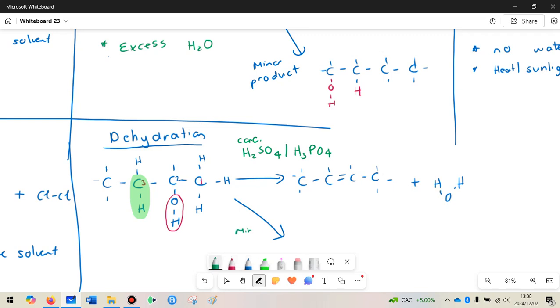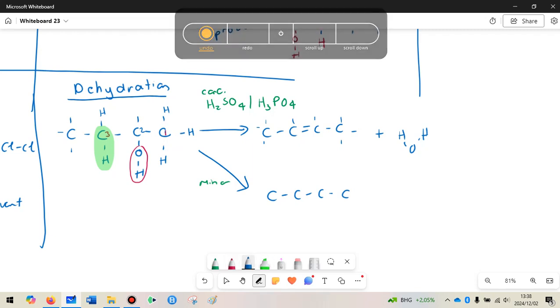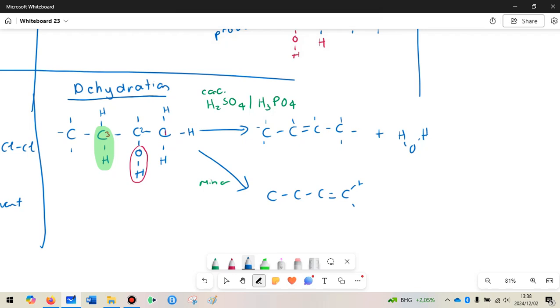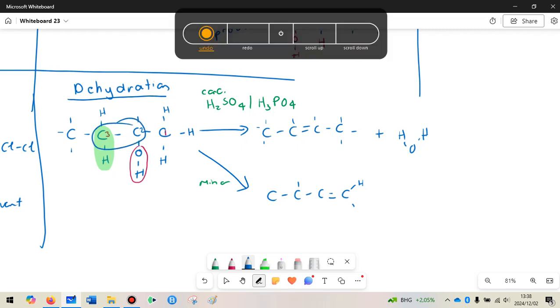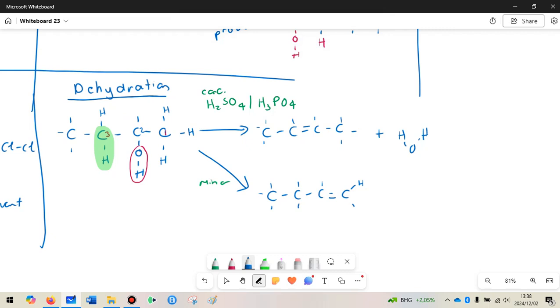Then my minor product is going to do the opposite of that. It's not going to follow the rule, and the hydrogen that is going to be removed is actually going to be removed from the carbon that had the most hydrogens to begin with. So that will mean this one will end up having a double bond between carbon 1 and 2 instead of the double bond between carbon 2 and 3. Okay, don't forget your hydrogens. Okay, so that's how that works when we are removing a water, just like adding it.